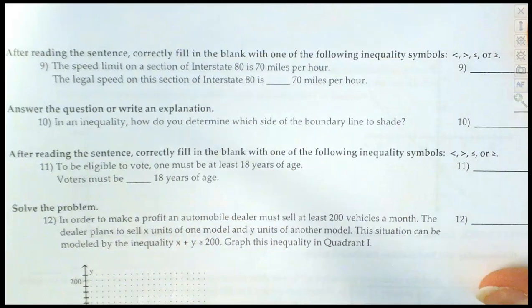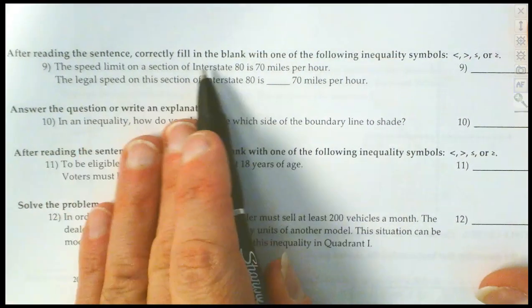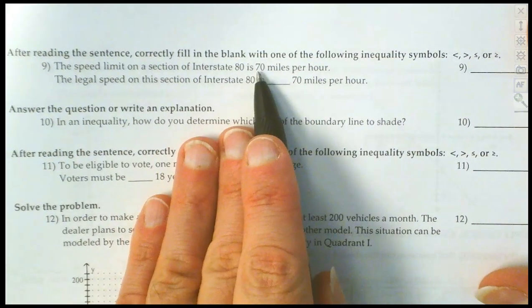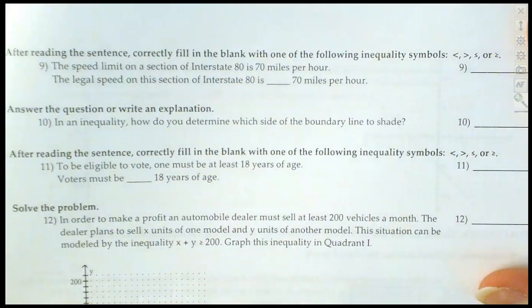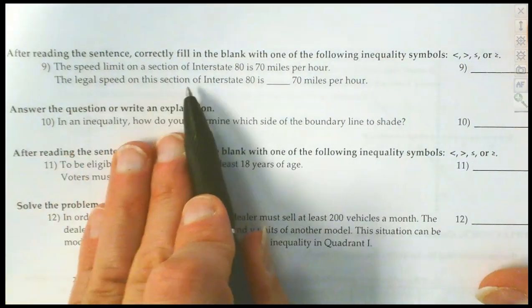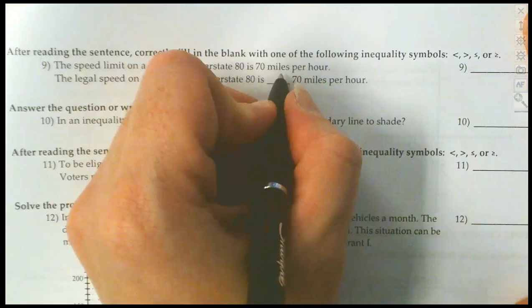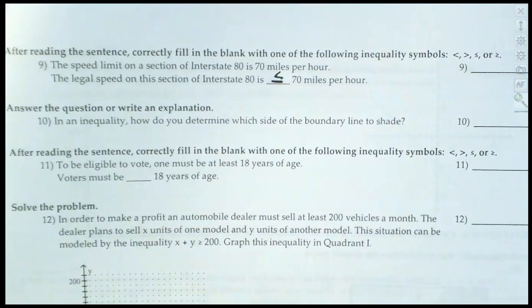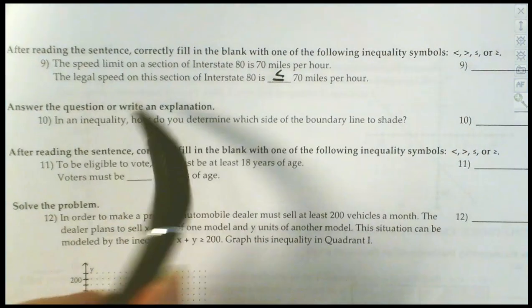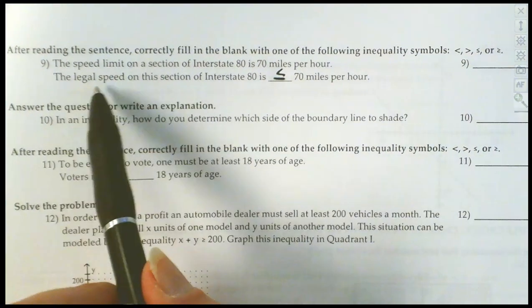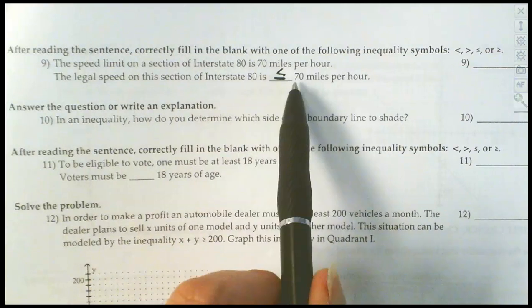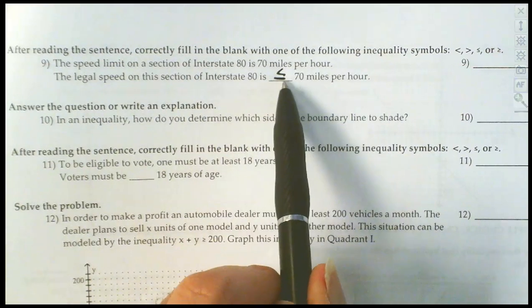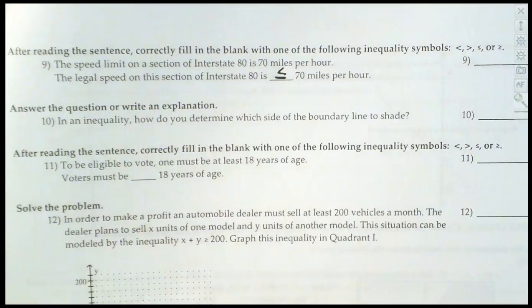Well, what do we know? The speed limit on this is 70, so we can't go over 70, right? So the legal speed on this interstate is going to be less than or equal to 70, because we don't want to exceed that speed limit. So I filled it in with less than or equal to.